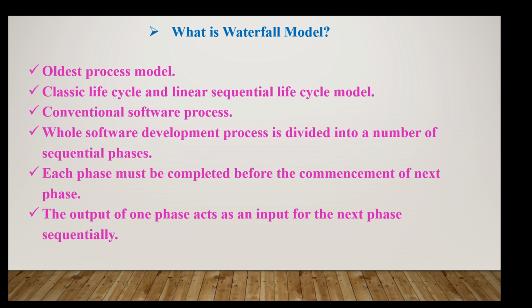Next one is, the output of one phase acts as an input for the next phase sequentially. That means, for example, I told you first one is requirement and specification analysis. After completing the requirement specification analysis we can start the planning phase, and the output of requirement analysis phase will be the input of planning phase, and the output of planning phase will be the input for designing phase. Like this only we can process the waterfall model. This is about what is waterfall model.